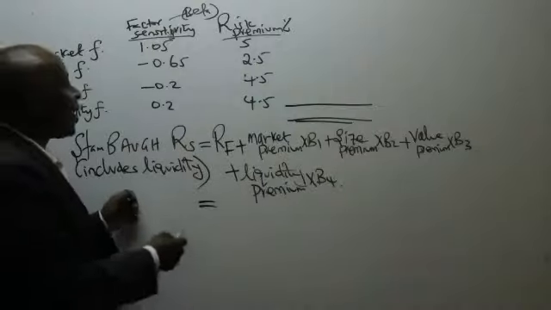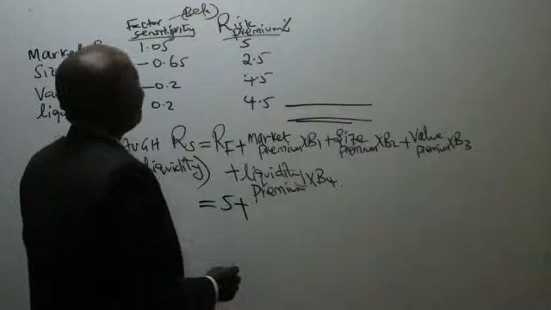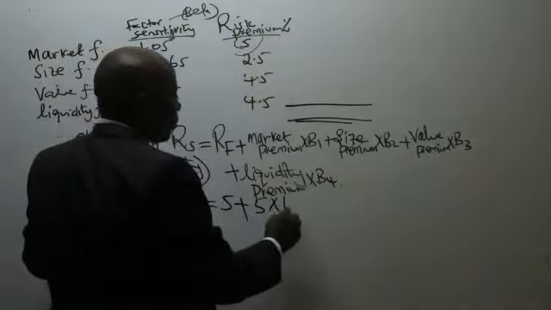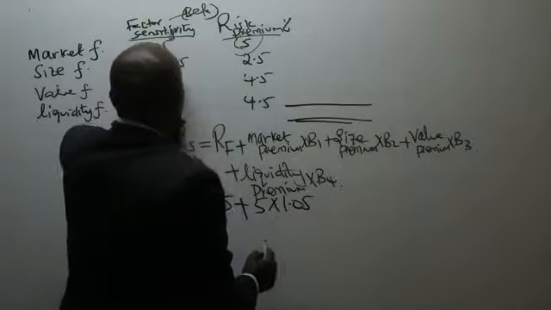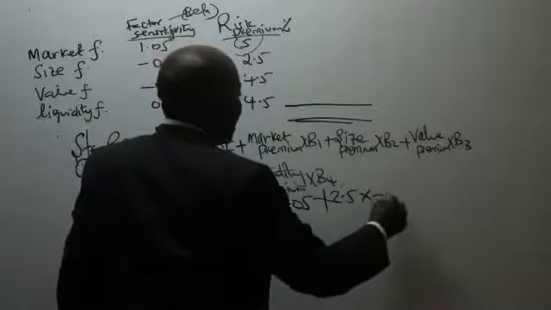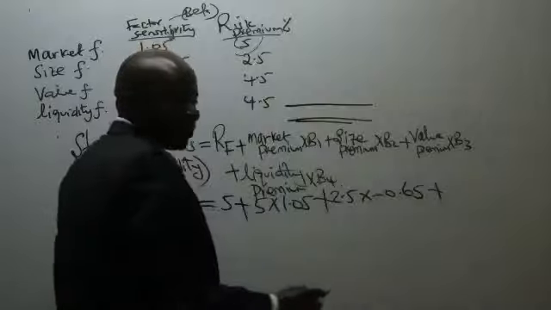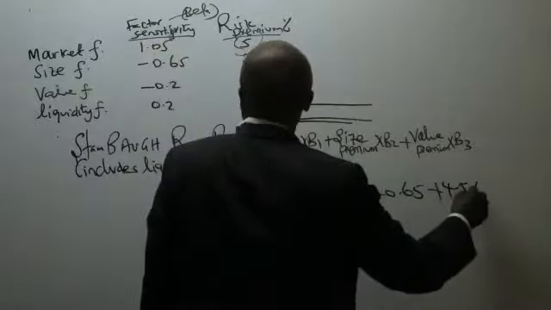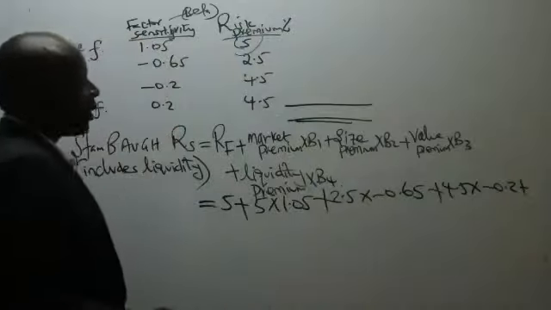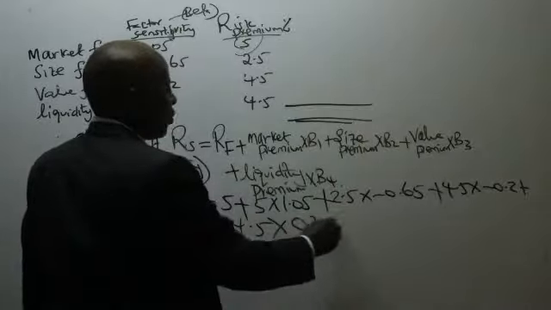So risk-free, you gave me a figure of 5, plus the market premium. This is the market premium: 5 times 1.05. So this times this. Plus the size premium, 2.5 times minus 0.65, plus 4.5 times minus 0.2, plus we take the next one, 4.5 times 0.2.